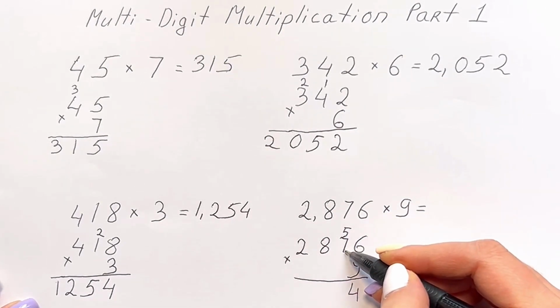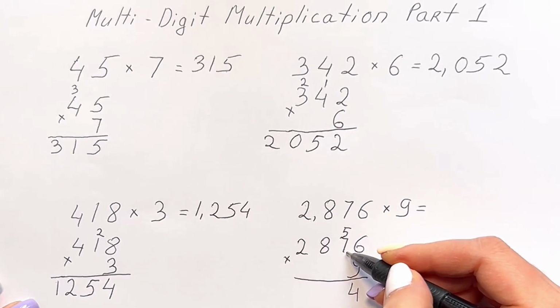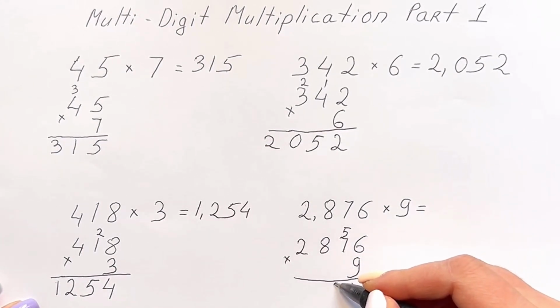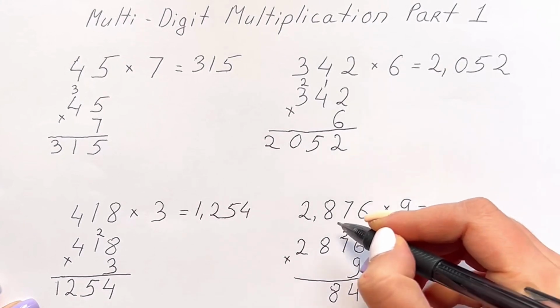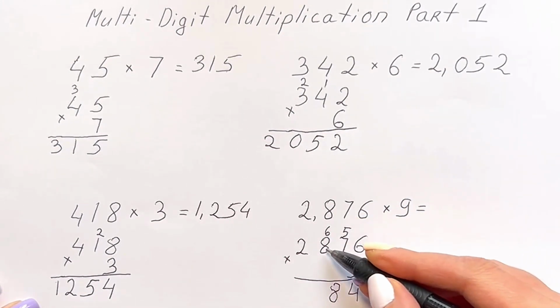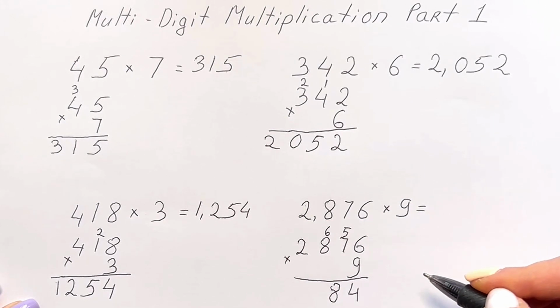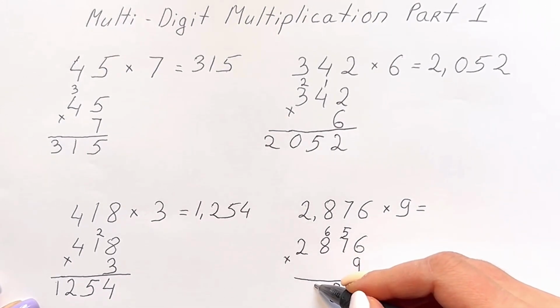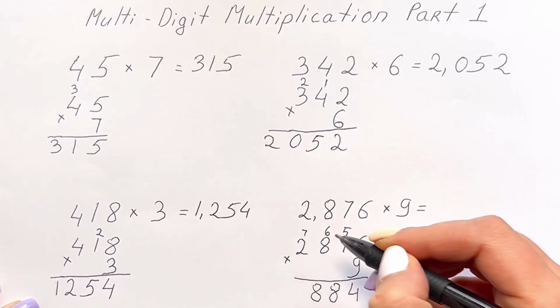9 times 7 is 63. 5 more will be 68. We will put the 8 and carry the 6. 9 times 8 is 72. 6 more will be 78. We'll put the 8 and carry the 7.